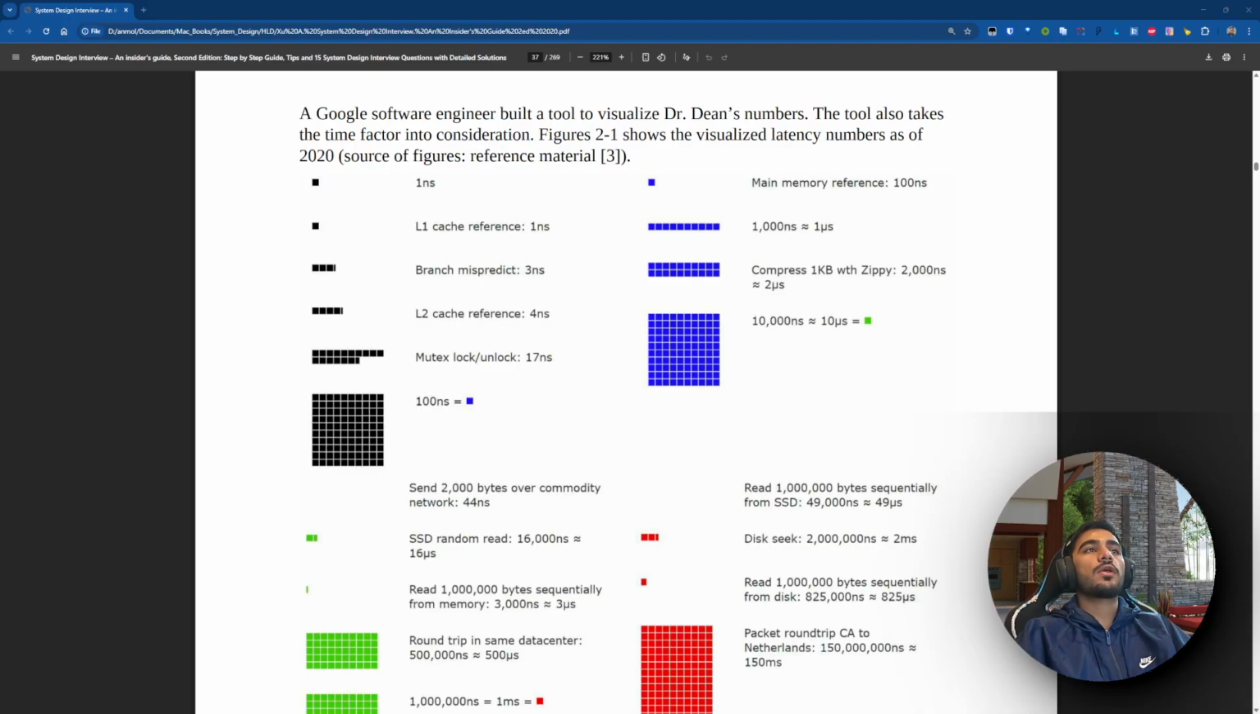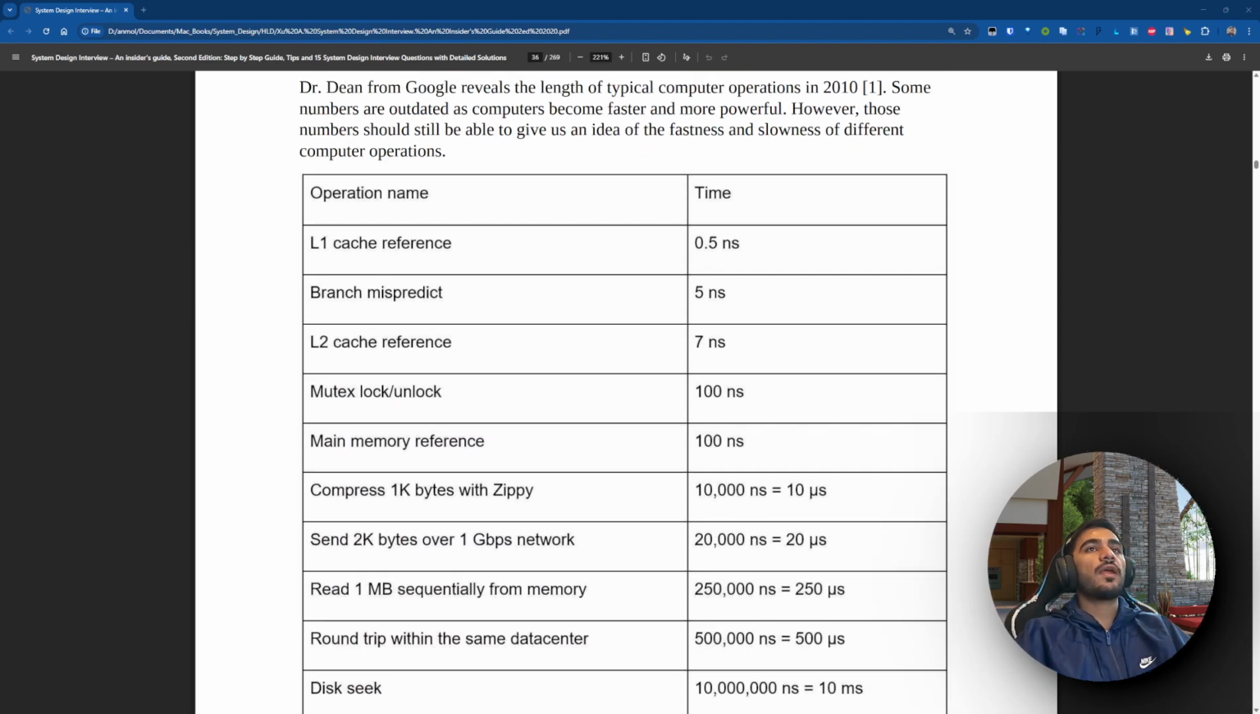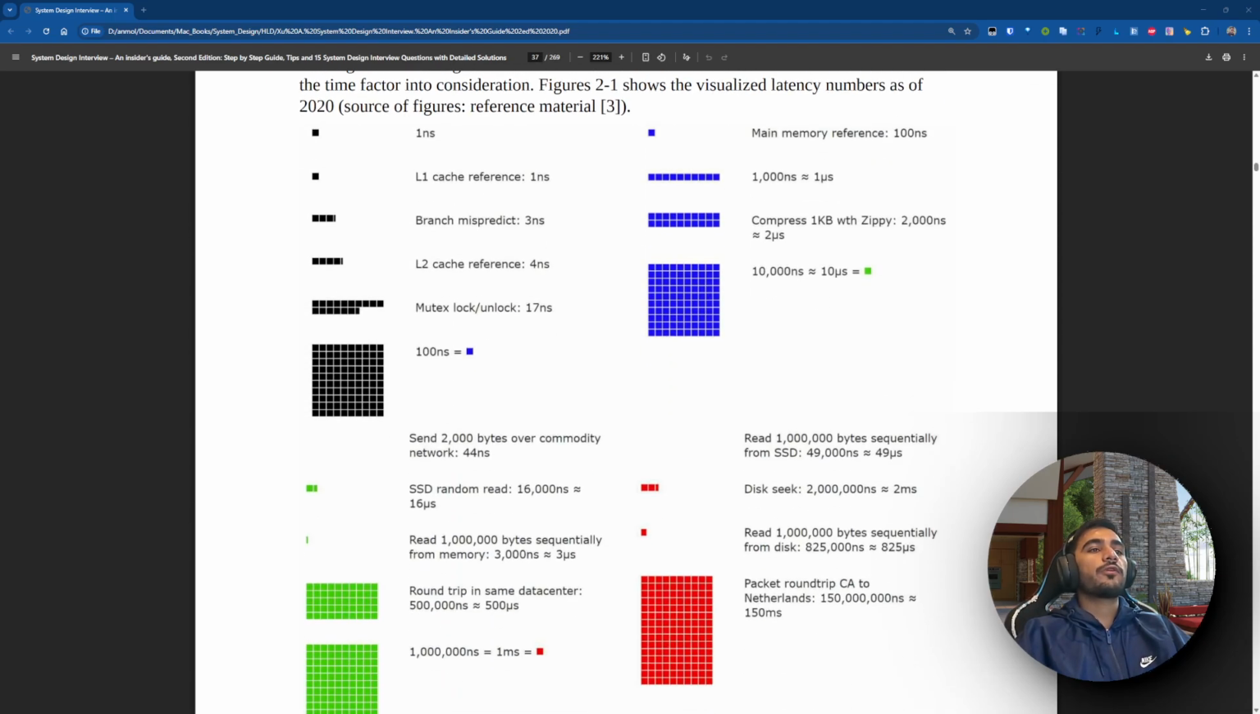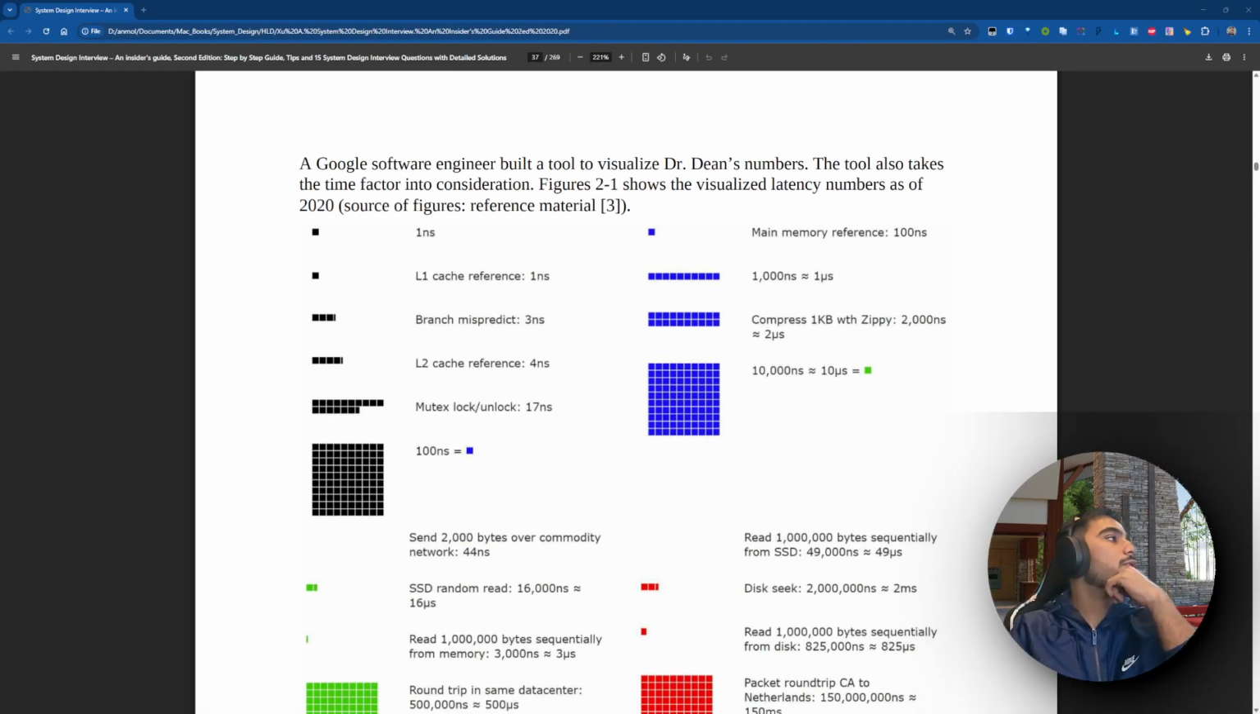This is what 1 nanosecond is, one black block. L1 cache reference is 1 nanosecond. Branch mispredict is 3 nanoseconds. Earlier, as per 2010, it was 5 nanoseconds, I think. Now it has come down to 3 nanoseconds. And then L2 cache reference is 4 black blocks. Mutex lock/unlock, acquiring a lock on a resource, is 17 nanoseconds.